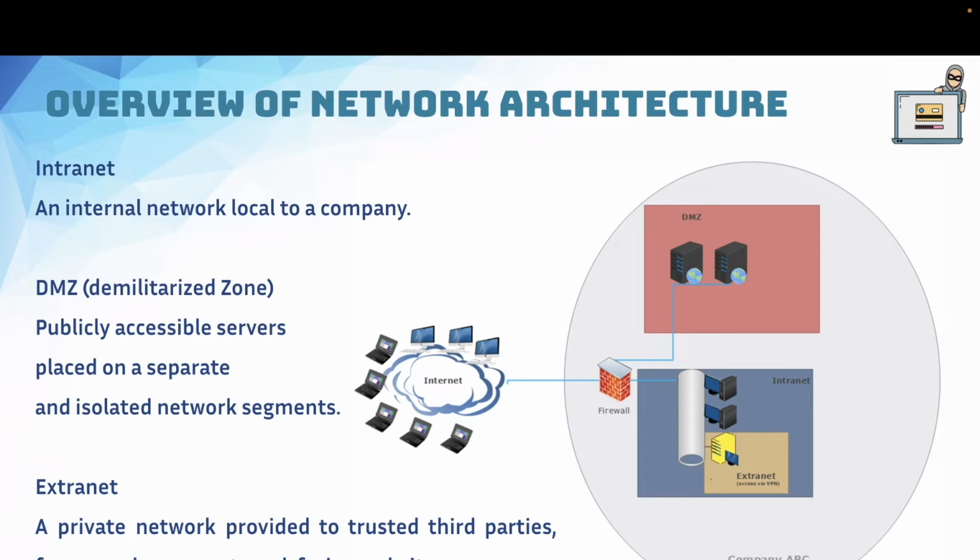When we talk about the DMZ, which is the demilitarized zone, this is a separate area of the network which has much less strict security rules. It's a publicly accessible server space where you will have servers like web servers or email servers, for example, and they are placed on a separate and isolated network segment. When we talk about the extranet, we talk about everything that is external to a specific network. So in this case, a private network provided to trusted third parties. That is what we know as the extranet.